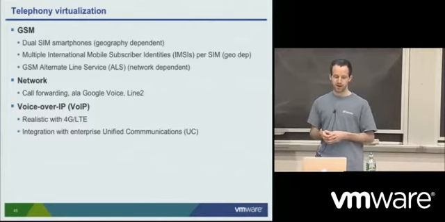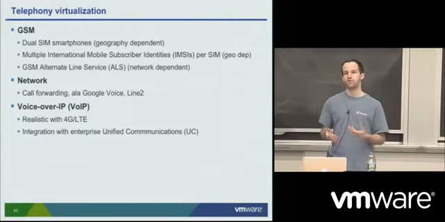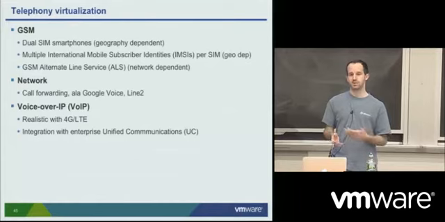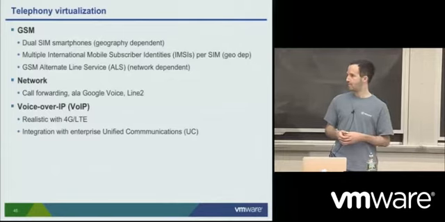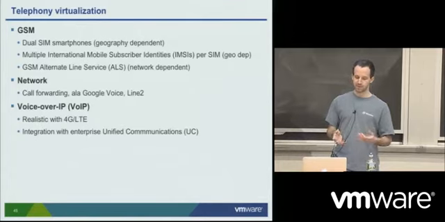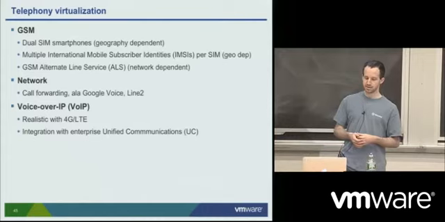And then there are other approaches, like network-based approaches such as call forwarding, similar to, let's say, Google Voice, and many of you are familiar with that. And there are mobile-specific variants of that, like Line 2. And finally, the VoIP techniques, which are becoming increasingly practical as the bandwidth and latency on mobile devices improve. In particular, with 4G LTE, these are very practical.